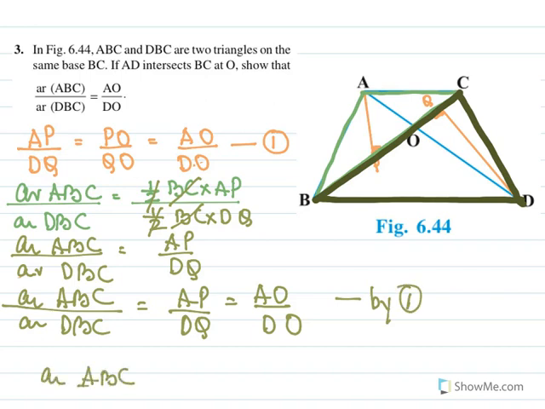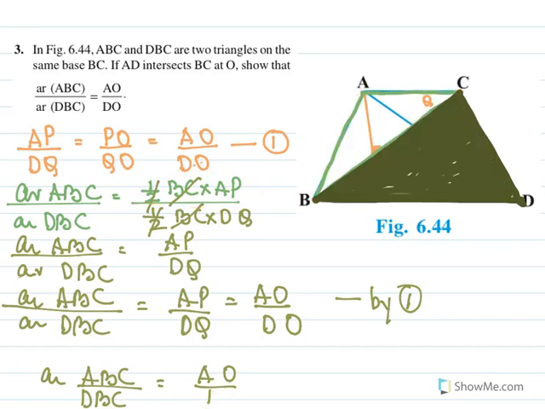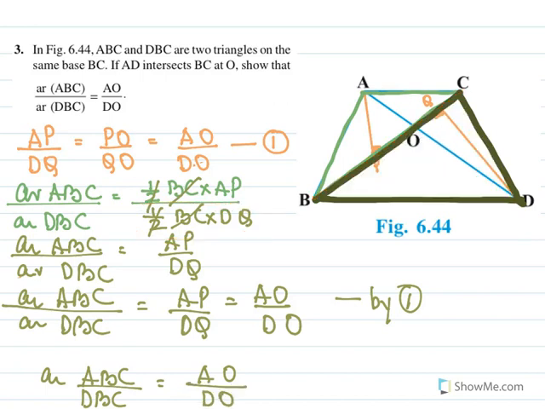Therefore, area ABC over DBC is equal to AO over DO. Let me go over this part. When we took triangle ABC, BC was the base and this was the height. So we did half base into height here, BC into AP. And the second, we took triangle DBC, and the base was BC, and this was the height. That's exactly what we have written here, half BC into DQ.